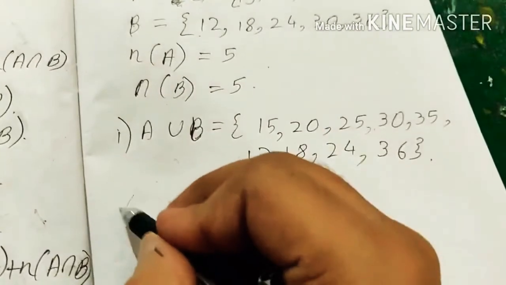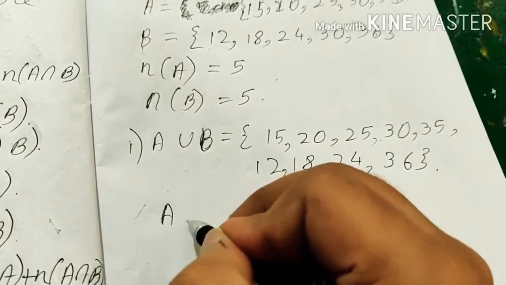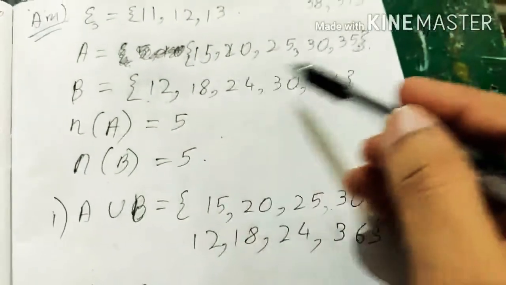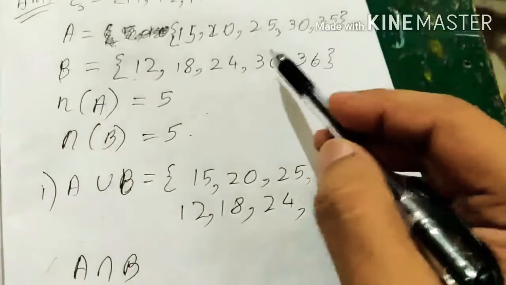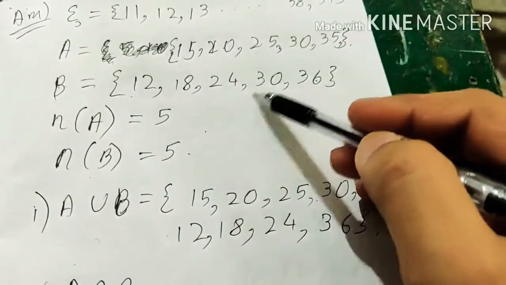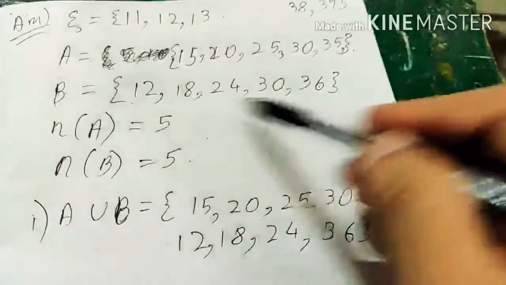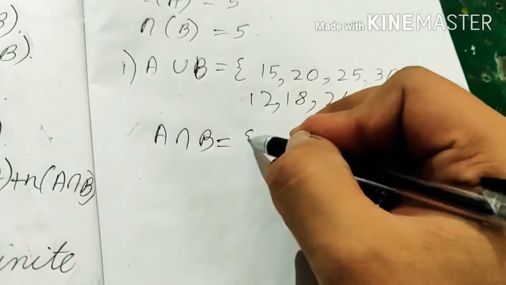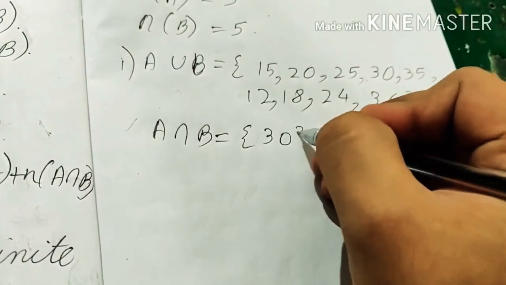Second, we have to find A intersection B. Look, A intersection B, what is common in between these? 30 was common. 12, 15, 18, 20, 25, 24, 30 seems common only for 30, and no other number is coming twice. So A intersection B is 30.